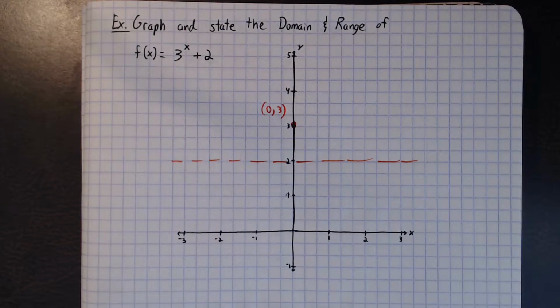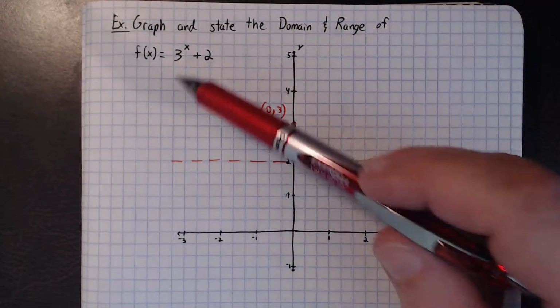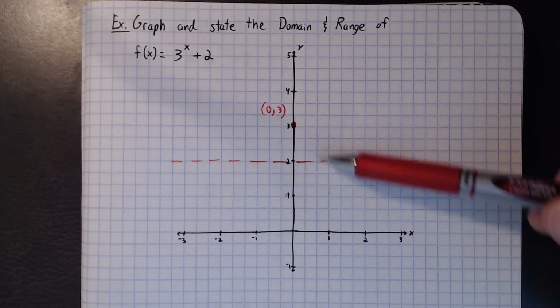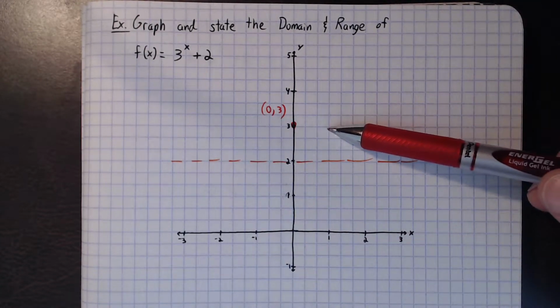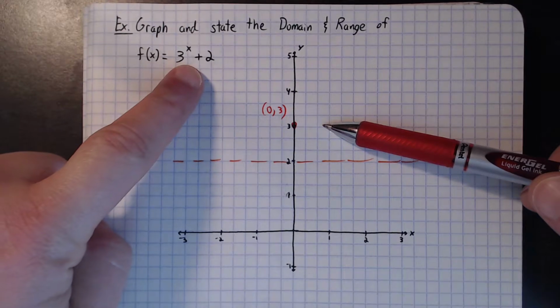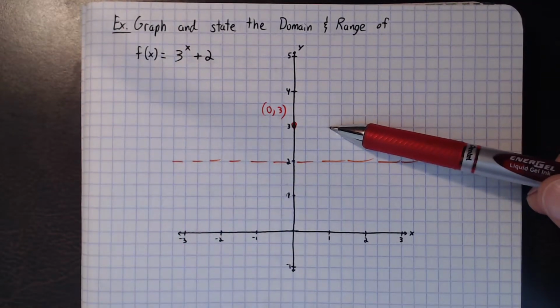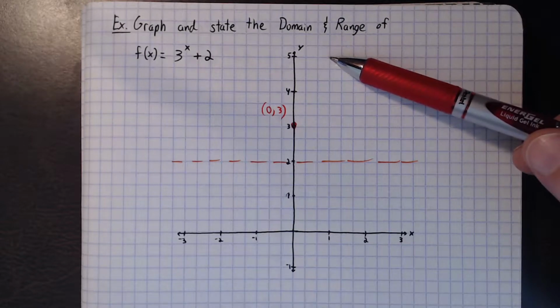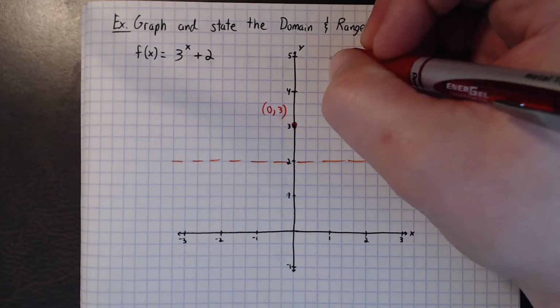The second point that I'm going to plot is going to be my 1, comma b. In this example, my b is 3. So normally, I'd want to be here at 1, 3. But we've moved the function up plus 2. So I need to move from here up 2 more units: 1, 2. I'm way up here at 1, 5.